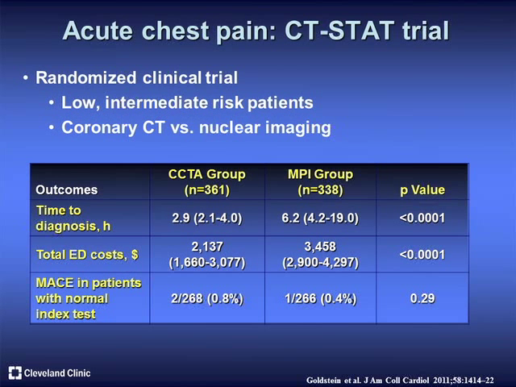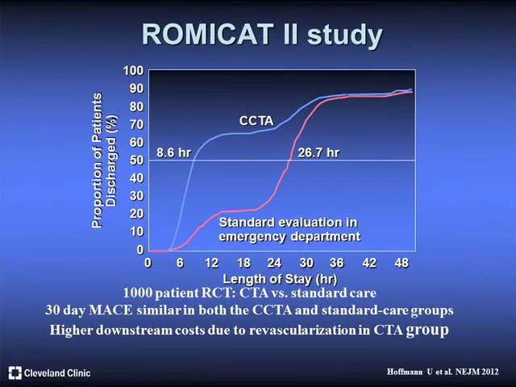This is the CT-STAT study done out of Michigan. Again, same findings at a much lower cost. This is the ROMICAT study performed at Mass General in Boston, where they showed very similar results, except in this case, there was a slightly higher risk of downstream revascularization. But that is something that can be monitored and adjusted.